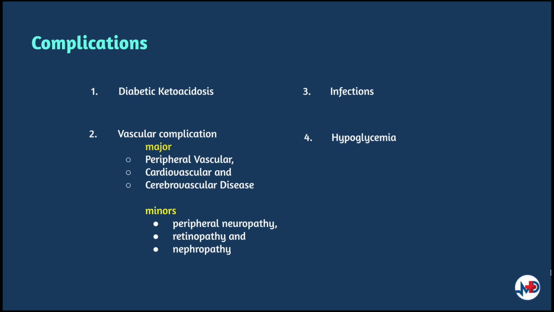As mentioned earlier, the complications include diabetic ketoacidosis. We have vascular complications, which can be major, such as peripheral vascular disease, cardiovascular disease, and cerebrovascular disease, as well as minor, such as peripheral neuropathy, retinopathy, and nephropathy. Other than that, infections can also be complications of poorly controlled diabetes and hypoglycemia.